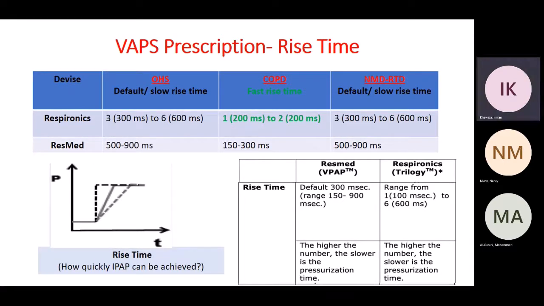And then it comes to the rise time, because it is something that you always write in your prescription as well. The most important thing here is for COPD, because for COPD, the rise time is the time that it takes the EPAP to reach the IPAP. So if we make the rise time shorter, that means you are making your entire inspiratory time shorter and giving more time for the expiration. So definitely for COPDers, people with emphysema for whom you're prescribing NIV, you need to keep that time at the minimum, because you need to deliver the breath in the shortest time possible to give them more time for exhalation.